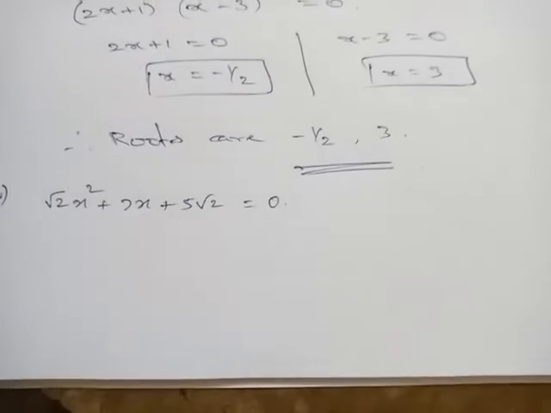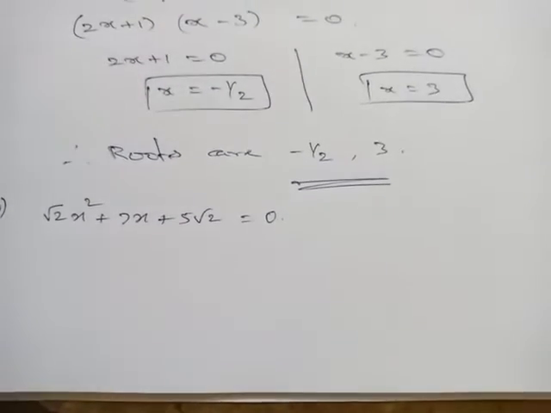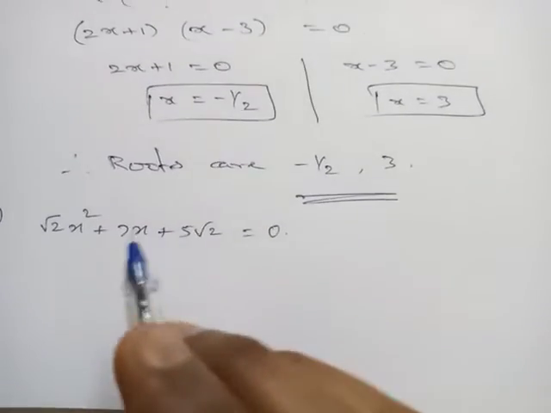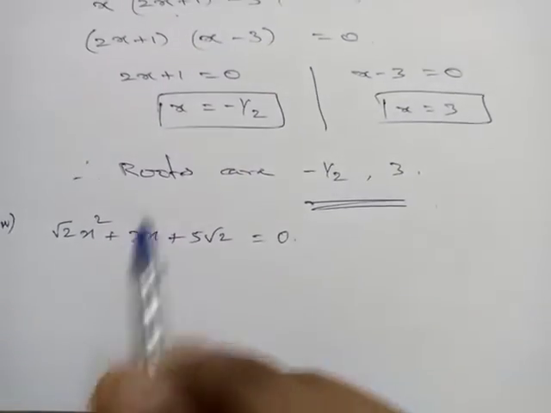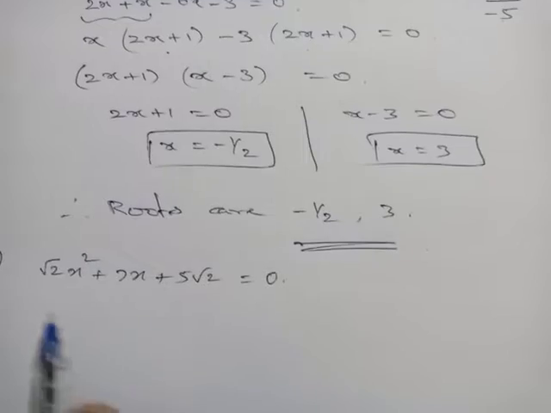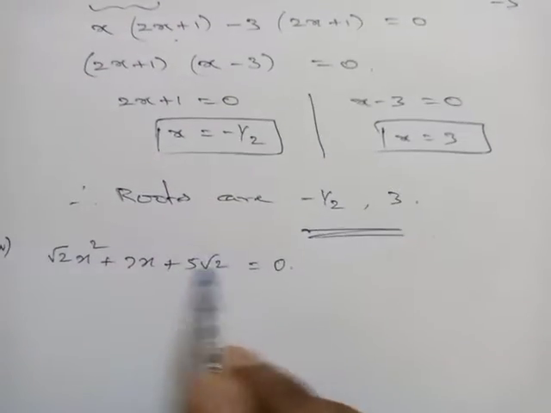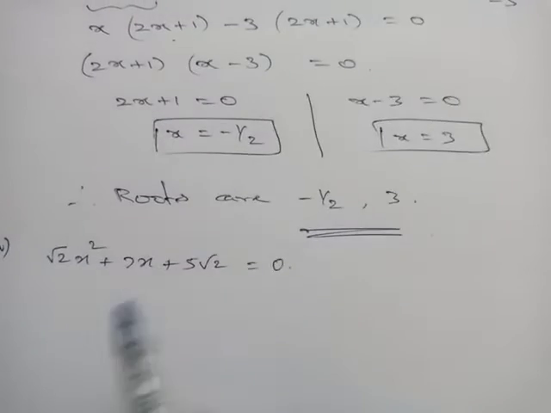Class 10, quadratic equation solving by factorization method. See here, root 2 is there. Already we completed 3 problems in this factorization method. One more problem, because this contains root 2 x square plus 7x plus 5 root 2. That's why I am taking this one.